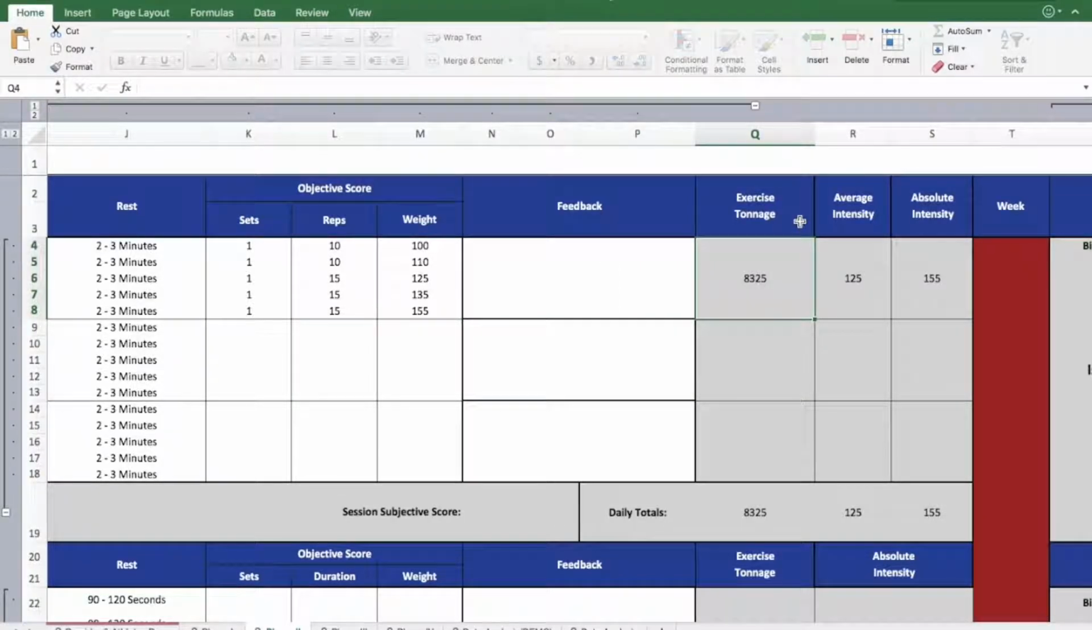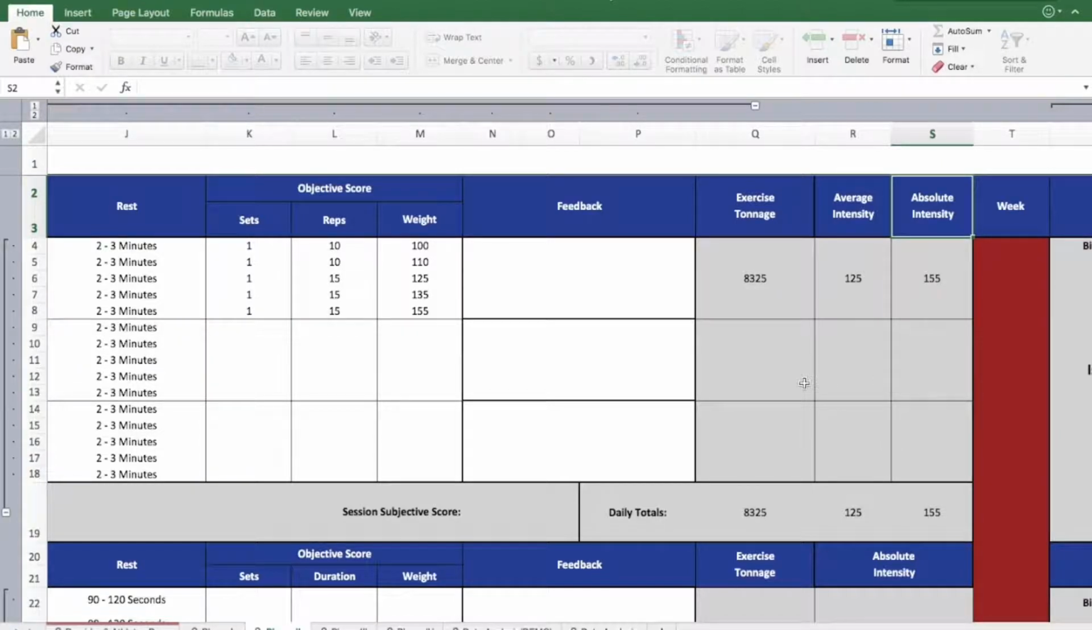We also have average intensity. Remember, with average intensity, this is the overall amount of weight that was lifted for this particular exercise divided by the total number of sets, which in this case is 5 sets, and that gives us the average intensity. So on average, you lifted 125 pounds for this movement. And then we have absolute intensity, which is the most weight lifted for this particular exercise, which is 155 pounds. Each time you complete all of the exercises for this session, it will then populate over here. So that takes care of the first couple of variables we mentioned: exercise tonnage, average intensity, and absolute intensity.